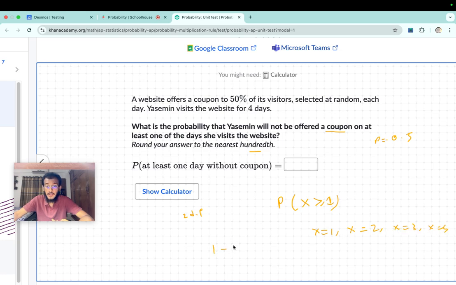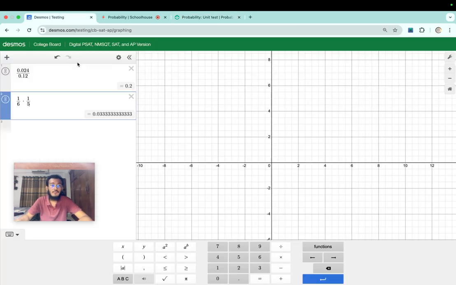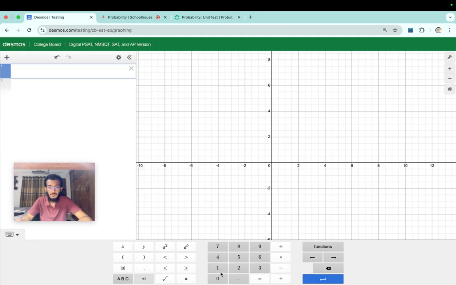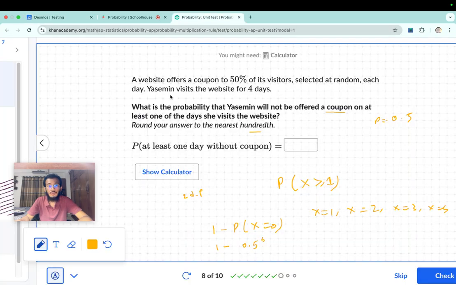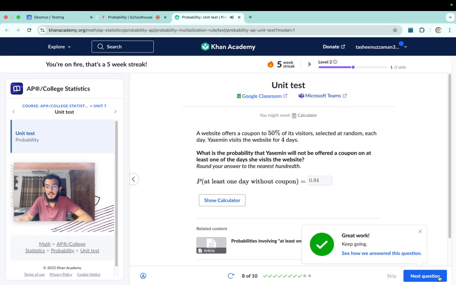We subtract: 1 minus the probability of x equals 0. So 1 minus 0.5 to the power 4. We have, with two significant figures, 0.94. Let's see. All right.